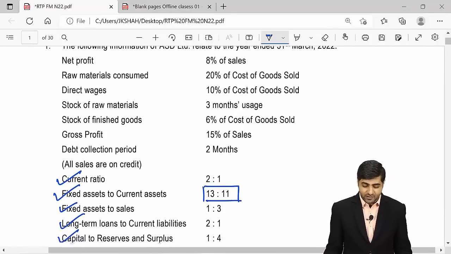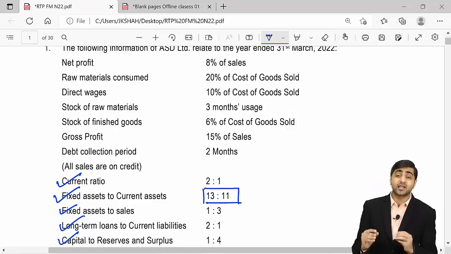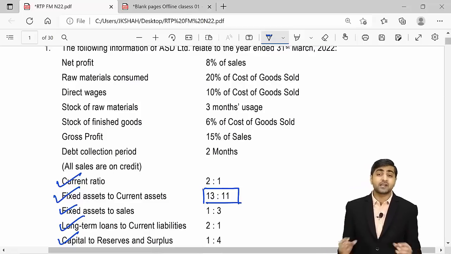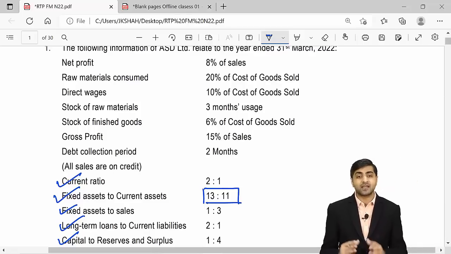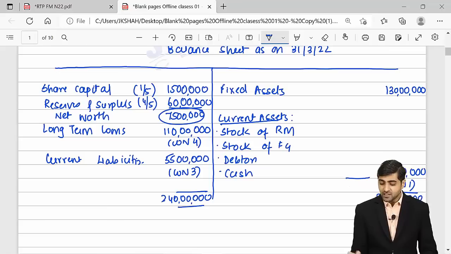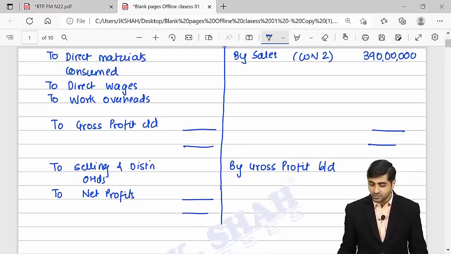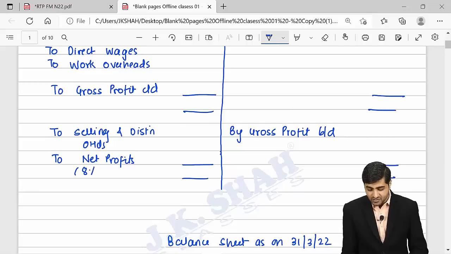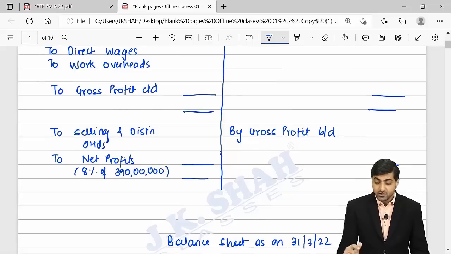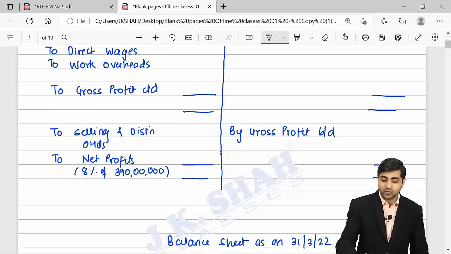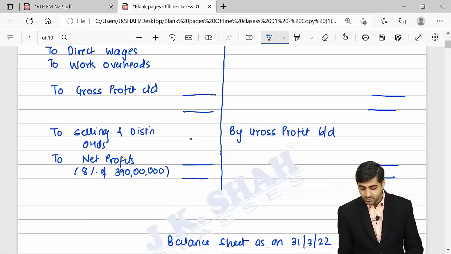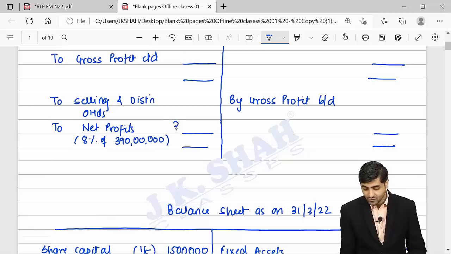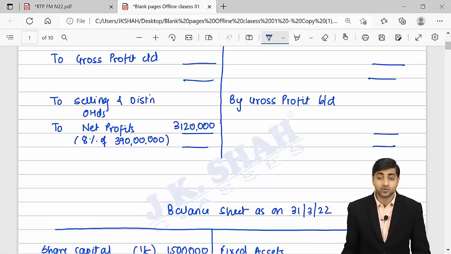Now if you proceed further, we have the items which will help us to actually prepare your trading P&L account, in which we have the first item, that is net profit, that is 8% of sales. So guys, do you have the sales available, yes or no? Yes. So now we can start with your net profits, and that is nothing but 8% of 3 crore 90 lakhs. So that will be nothing but 3 crore 90 lakhs into 8%, 31 lakh 20,000. So we have this net profits also available.